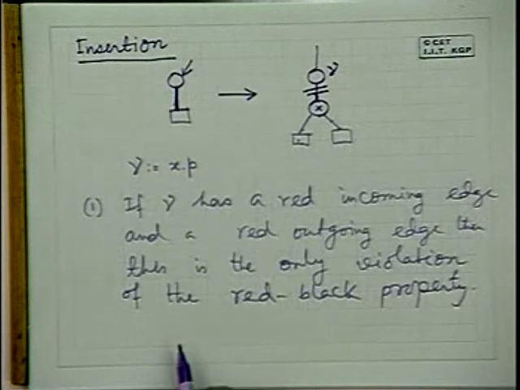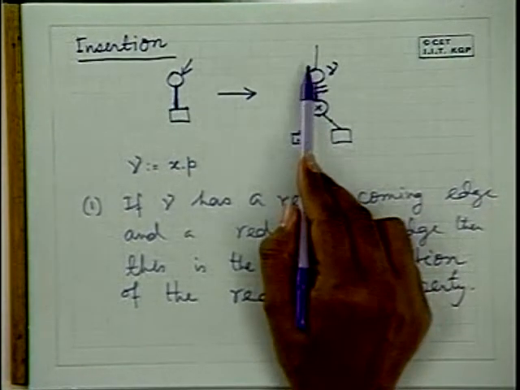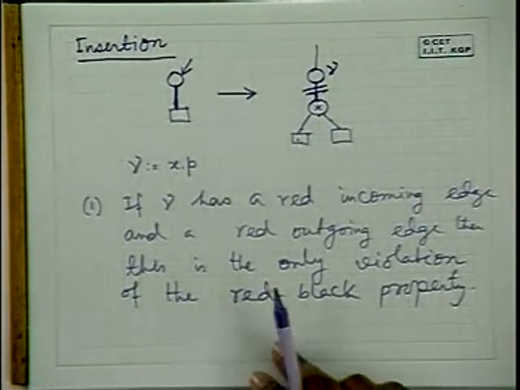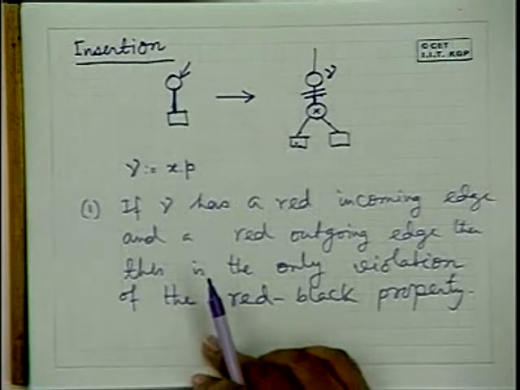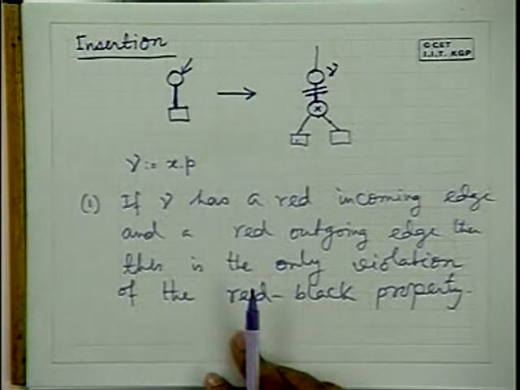This is the only violation. So here, suppose this is red, the incoming edge was red, you have to take care of it. So let's see how we can take care of this. Basically this is solved case by case. There are several cases and we will take care of each case.